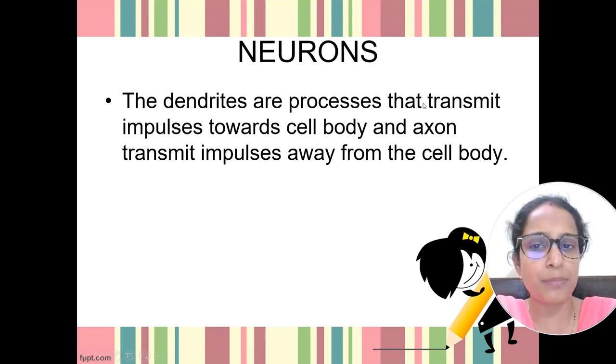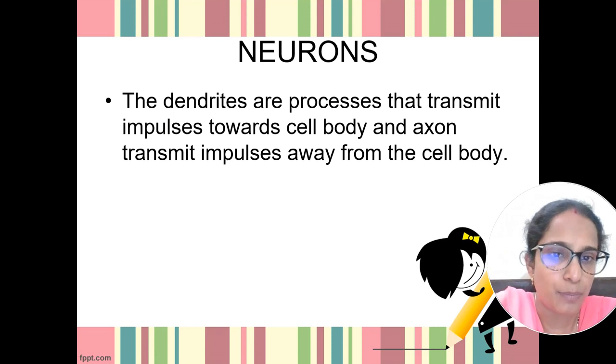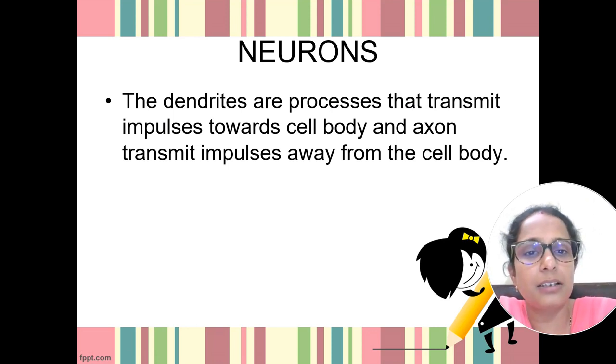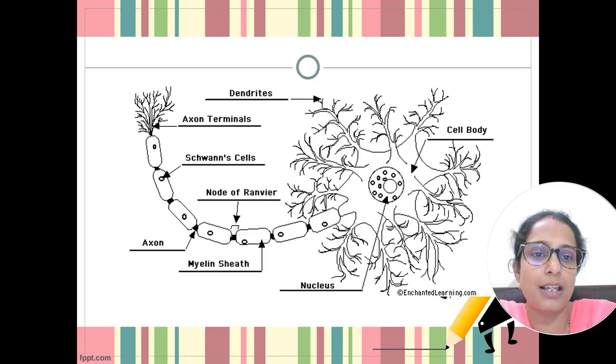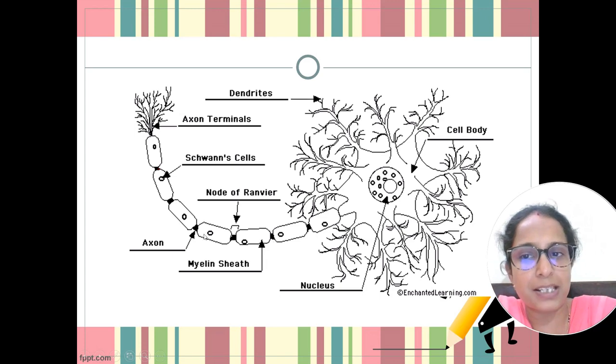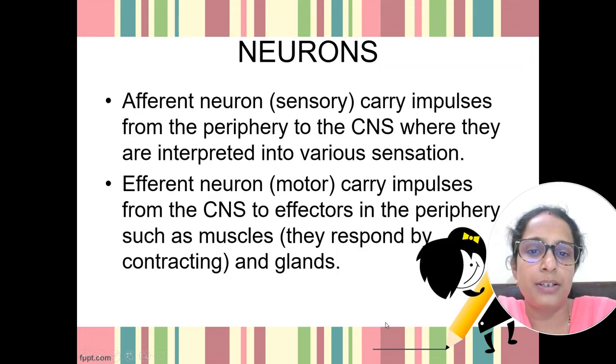And axon का काम क्या है? That it transmits impulses away from the cell body. Means वो cell body से ले जाके next cell body को pass करेगा. And the dendrite will take the impulses towards the cell body. क्योंकि cell body हमने कहाँ देखी थी? We saw the cell body in the dendrite area. Okay. Then they will pass the information to the axon.